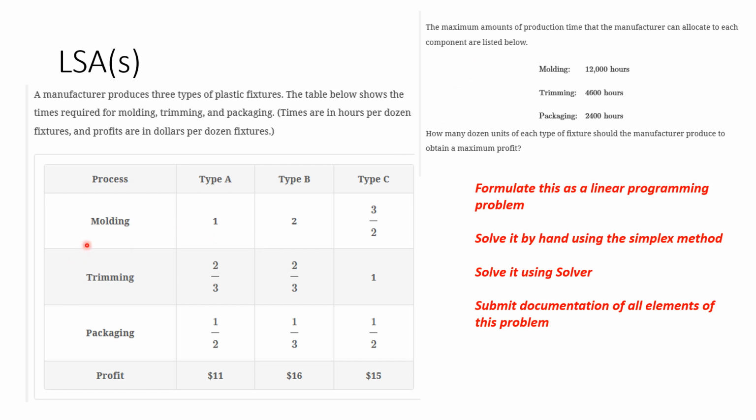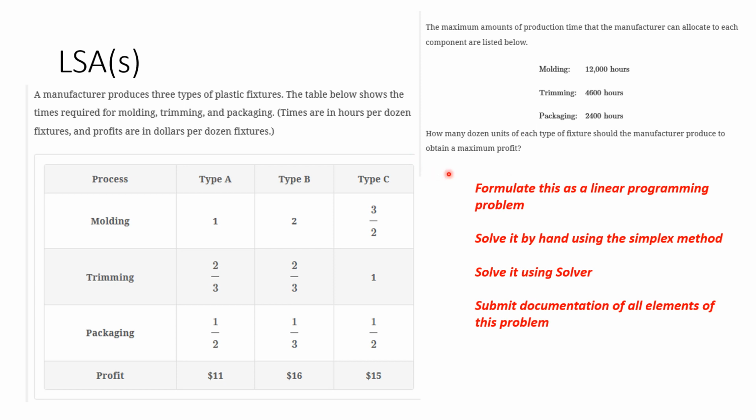Okay, so this shows you what happens for type A, type B, and type C, both the profits and the time required for manufacturing. So the maximum amounts of production and the time are listed below. And you see these are constraints. These are going to be your right-hand side. So you have 12,000 hours for molding, 4,600 hours for trimming, and you have 2,400 hours for packaging.